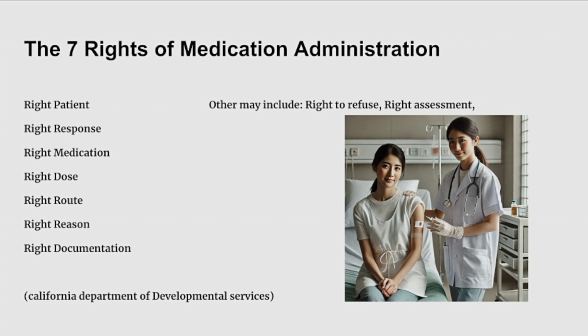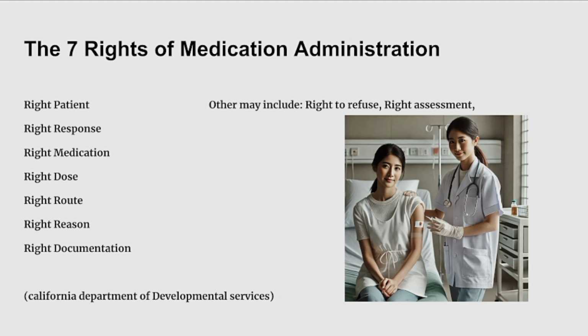The 7 rights of medication administration is something that every nursing student needs to know. So here we need to know the right patient. Is this the correct patient we're giving the med to? We don't want to walk into a room and give a med to the wrong patient. Say we give a med that's used to lower blood pressure, and it gives them orthostatic hypotension. Now their blood pressure is very low. This can be dangerous.